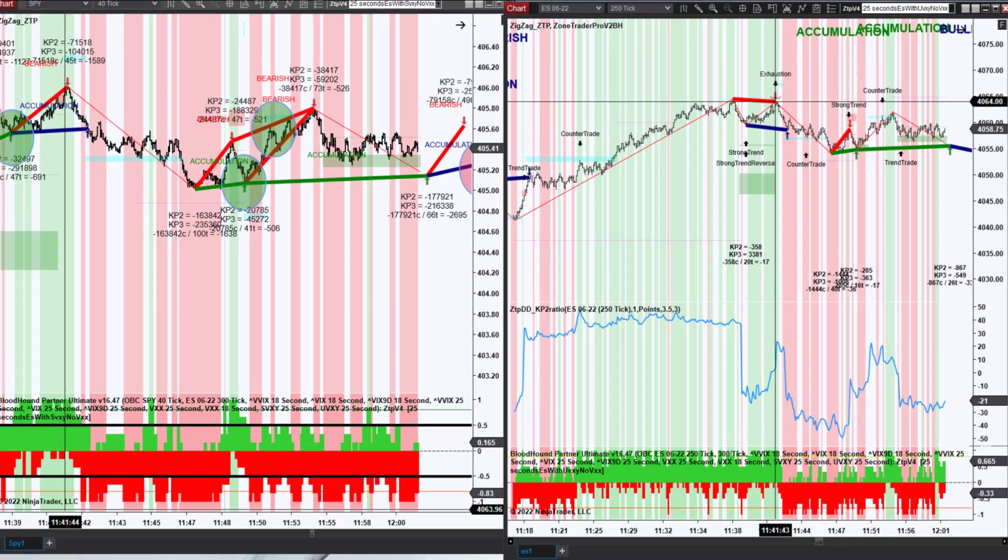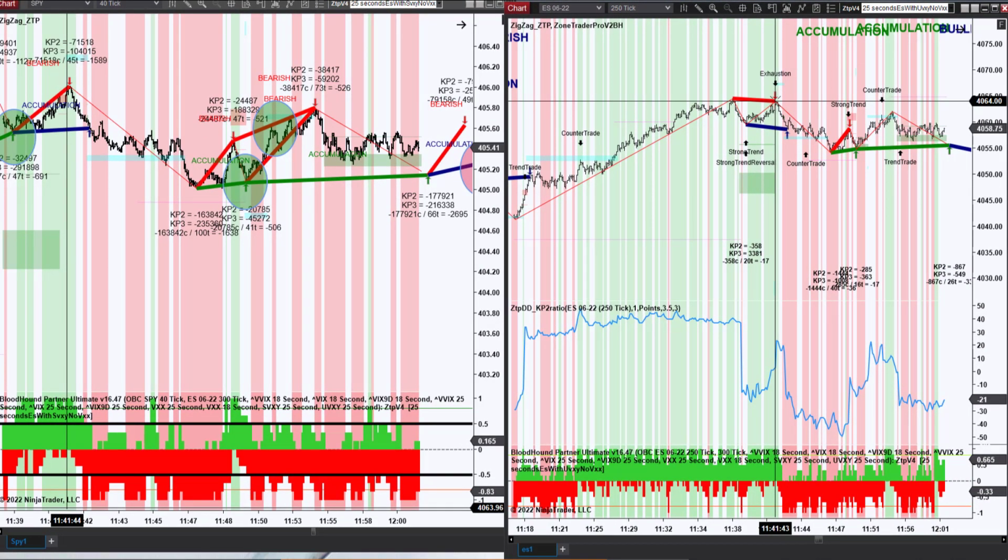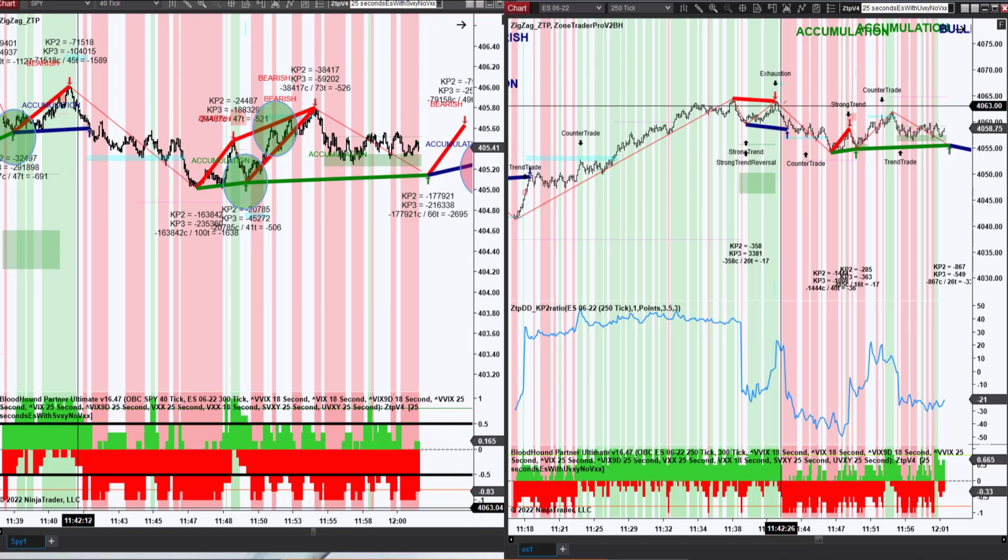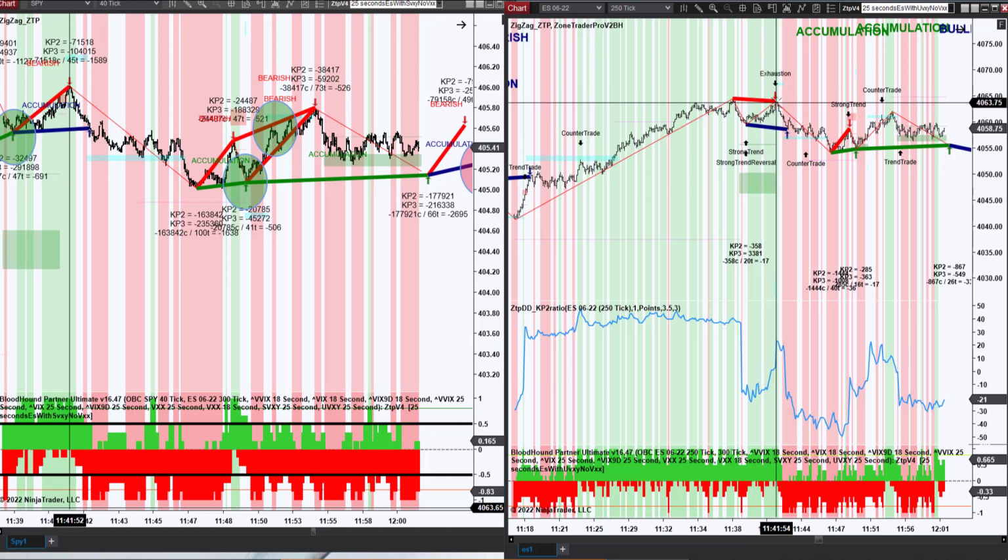However, you did have the multiple divergences and the exhaustion pattern going for you. So something to consider in a trading plan. It's not just buy and sell with the VIX and the SPY divergence. You want to consider everything when you make that trading plan.